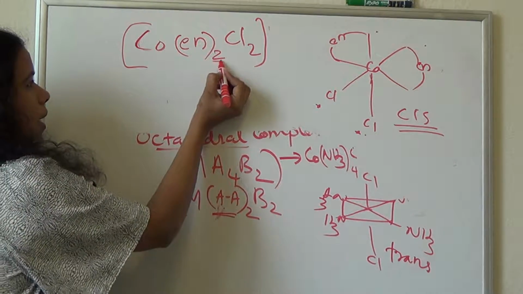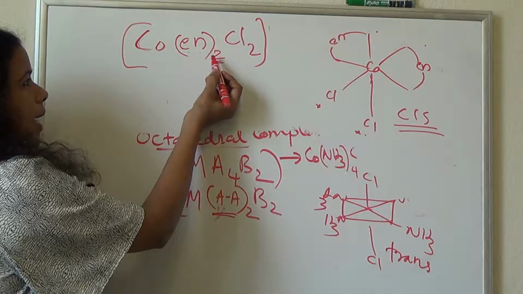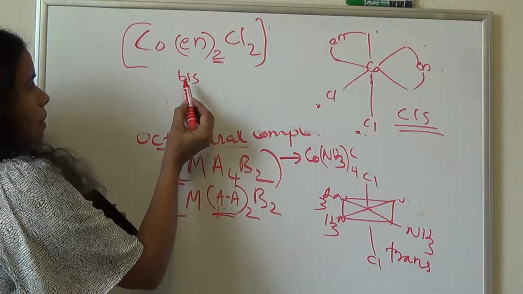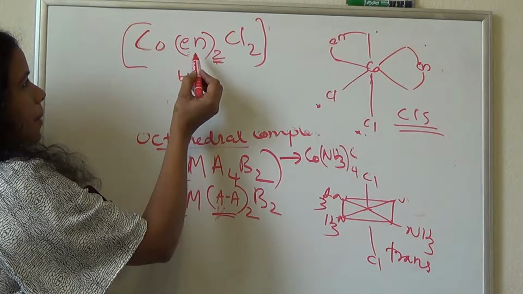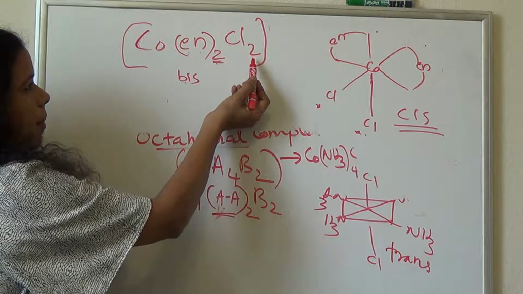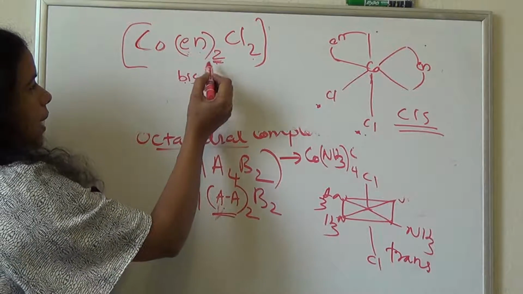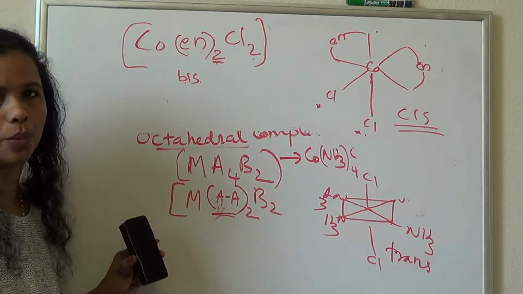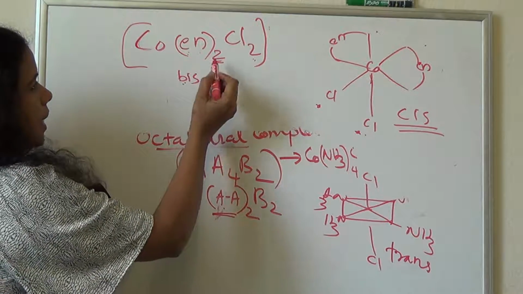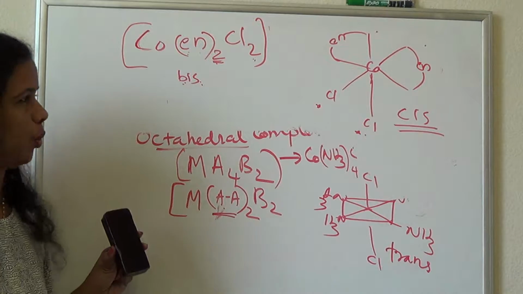This is di. Because it is a didentate ligand, instead of di we are using bis. So bis ethylene diamine. First in alphabetic order, chlorine will come. Dichloro bis ethylene diamine cobalt 2. Dichloro bis ethylene diamine cobalt 2.